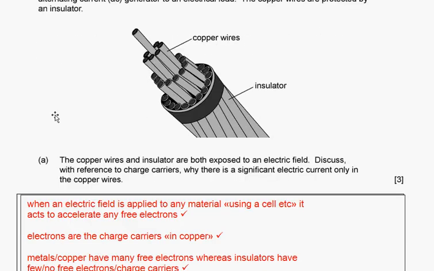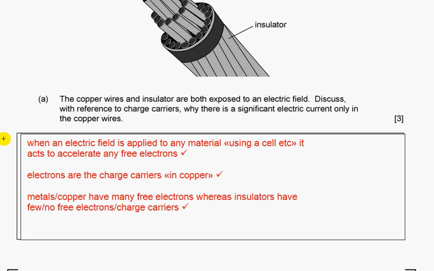Here we have a picture. The copper wire and insulator are both exposed to an electric field. Discuss with reference to charge carriers why there is significant electric current only in the copper wires. When an electric field is applied to any material using a cell, it acts to accelerate any free electrons. Electrons are the charge carriers in copper. Copper has many free electrons, whereas insulators have no or very few electrons or charge carriers.